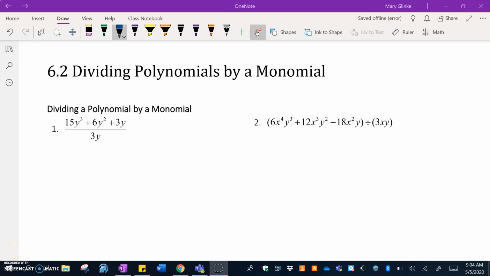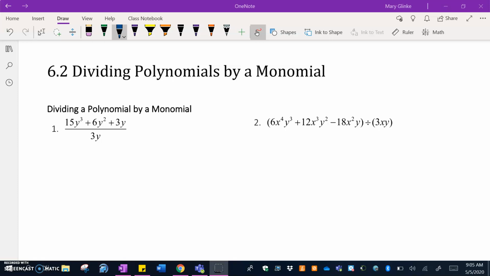Hello, today we're going to start dividing polynomials by other polynomials. So we're going to specifically start today by dividing by a monomial. So you'll notice we have something with numerous terms separated by addition or subtraction, and we're going to divide by something that's only one term with no addition or subtraction. That's what makes it a monomial.